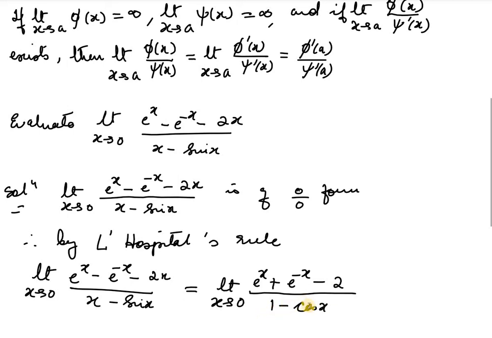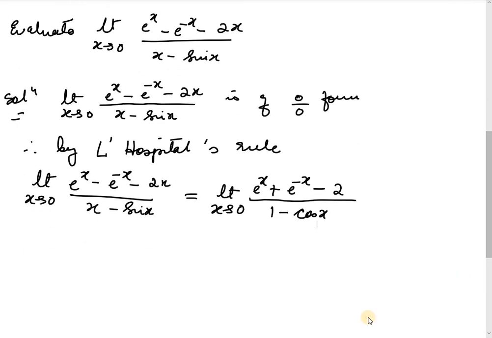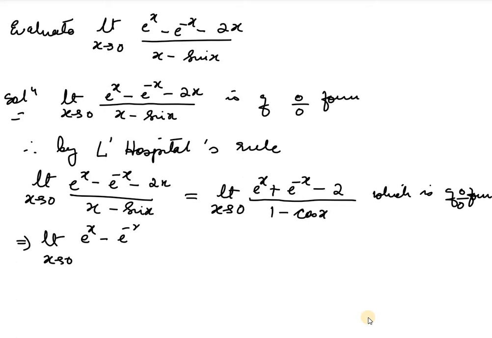So the numerator is again 0. Now what about the denominator? If you replace x by 0, then cos of 0 will be 1. 1 minus 1 will be 0, which is still of 0 by 0 form. So you can continue to differentiate the numerator, which is of 0 by 0 form again. So this will imply that limit x tends to 0 of (e to the power x minus e to the power minus x minus 2x) divided by (x minus sin x) is equal to limit x tends to 0.